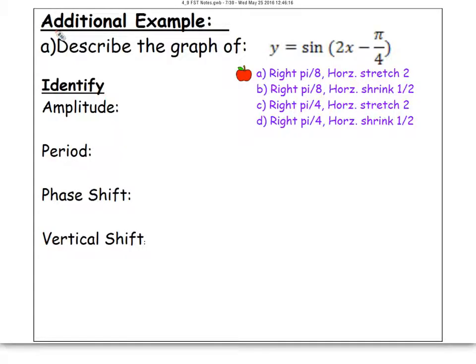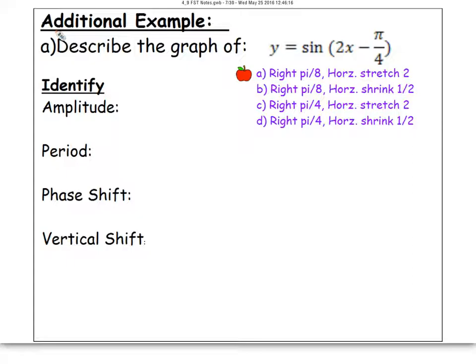Now let's take a look at this one. First thing you're going to notice, there's only really 2 numbers going on. So there's only 2 things of the 4 happening, and it's all happening to the x. So that means our period is going to be impacted and the phase shift will. The vertical shift won't, nor will the amplitude.